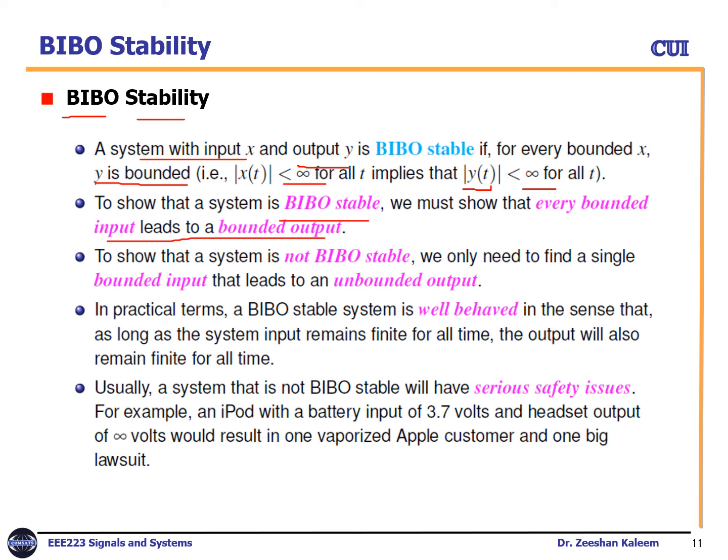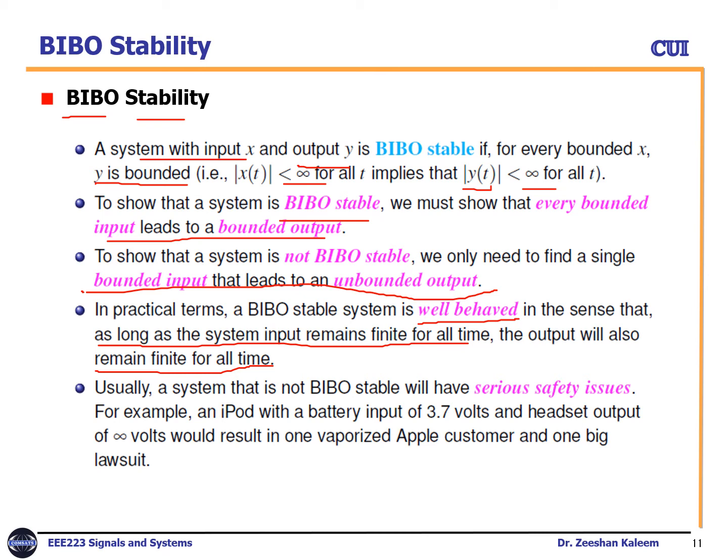To show that a system is not BIBO stable, we only need to find a single bounded input that leads to an unbounded output. For example, in the case of tan theta, if you put in some value of time t, there can be a number of values, but at some time t it gives you an infinite result, so that system is not BIBO stable. In a practical system, a BIBO stable system is well behaved in the sense that as long as the system input remains finite for all time, the output will also remain finite for all time. So when you get a finite input, you also get a finite output. This is called a BIBO stable system.